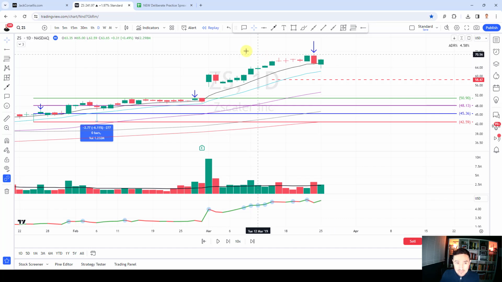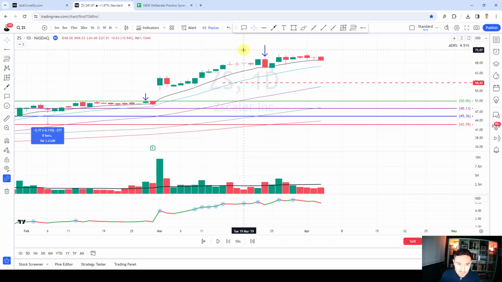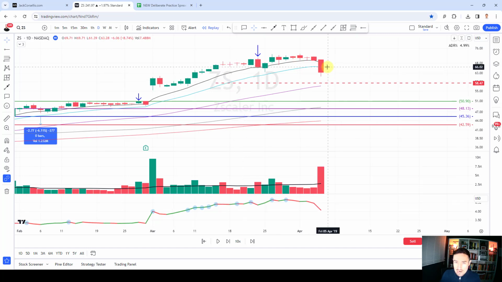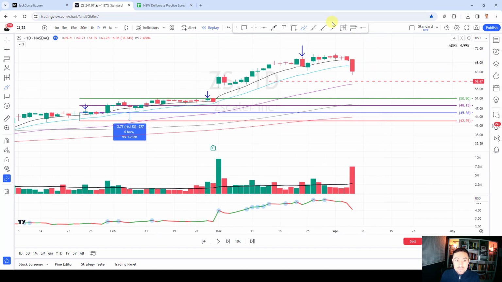But okay, nice shakeout demand tail. I like to see the base duration increase a little bit. Okay. Change of character, right? Clear change of character. You see that? So the stock will give you clues of when to get in. It will give you clues of when to get out. That there, for me, that there is the exit.